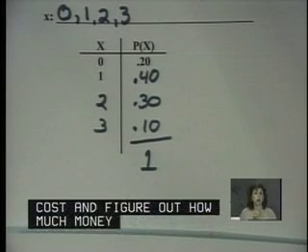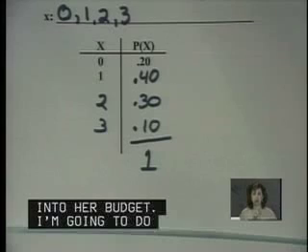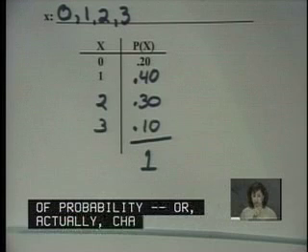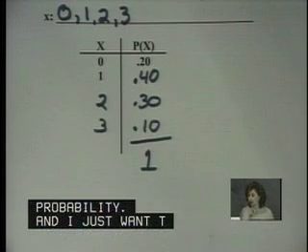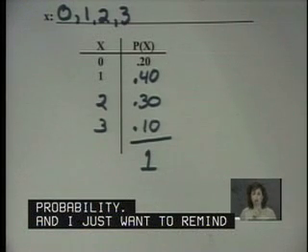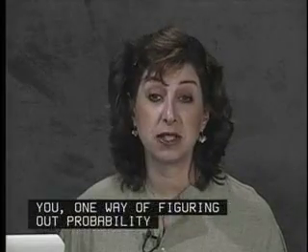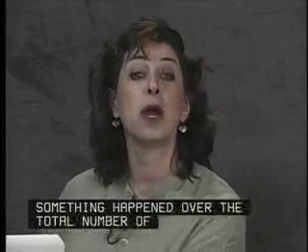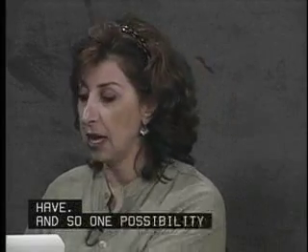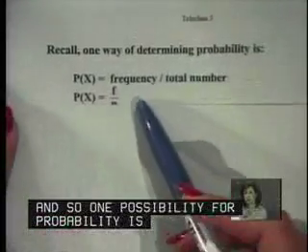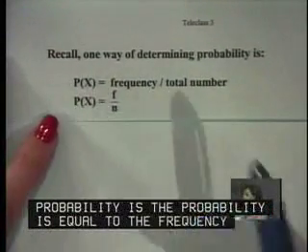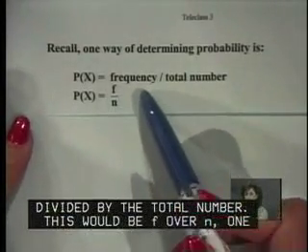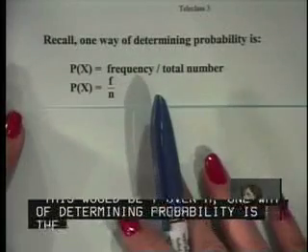Well, I'm going to do a quick review here of Chapter 3 of probability. I just want to remind you, one way of figuring out probability was to have the probability as the number of times that something happened over the total number of times that we have. So one possibility is the probability equals the frequency divided by the total number. This would be F over N.